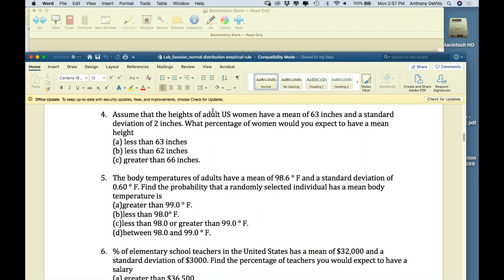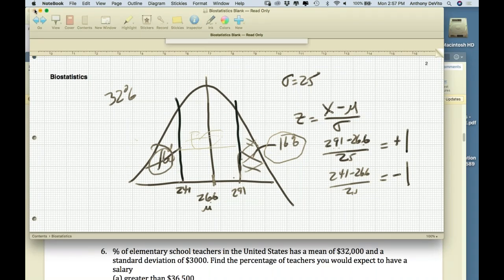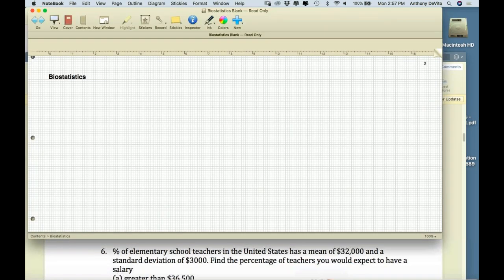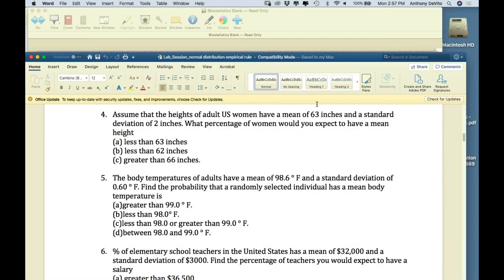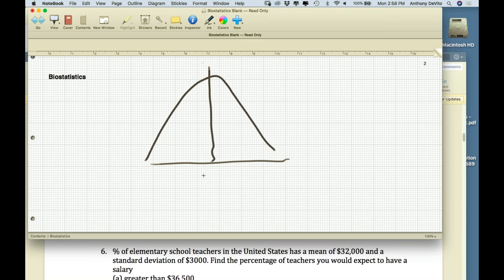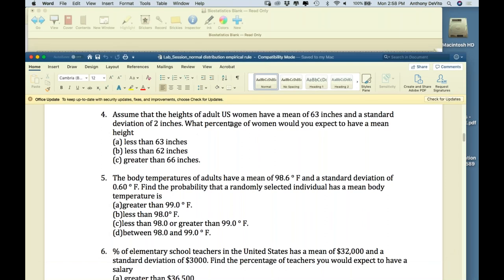Assume the heights of adult U.S. women have a mean of 63 inches and a standard deviation of 2 inches. Okay, let's do that one. I'm going to beat this to death until there's no way we don't know what this is. 63 inches and 2 inches. And the standard deviation is equal to 2. That's our mean.